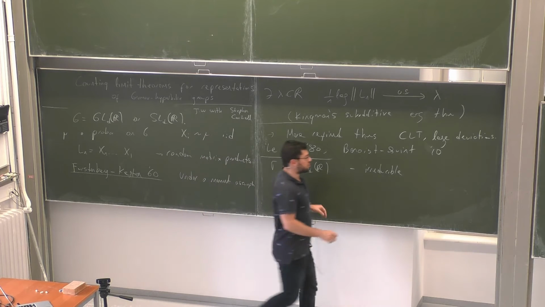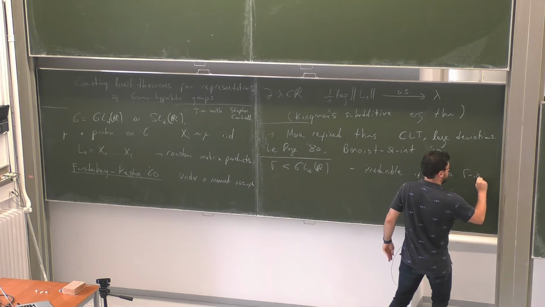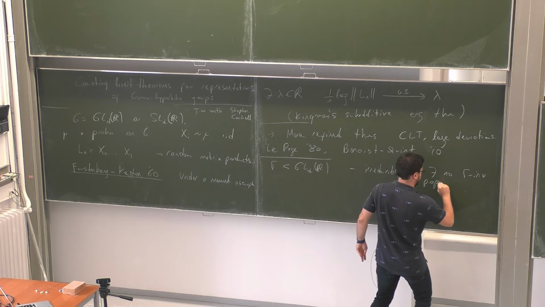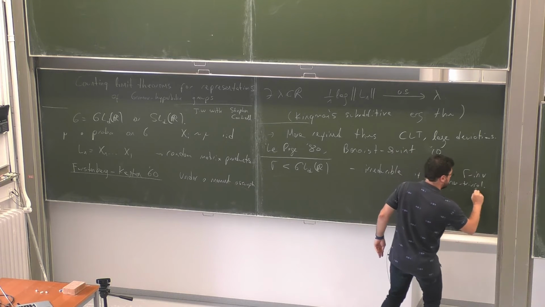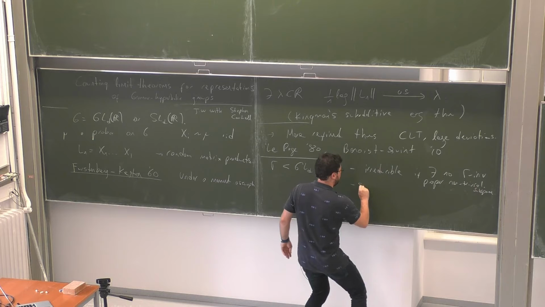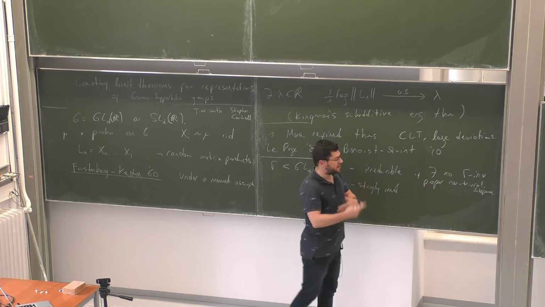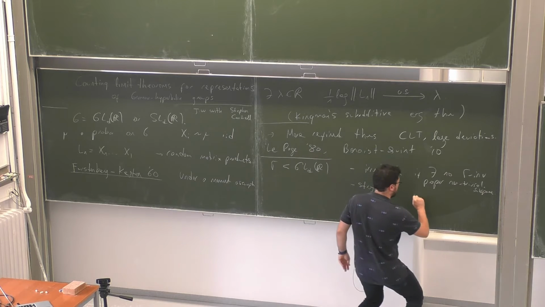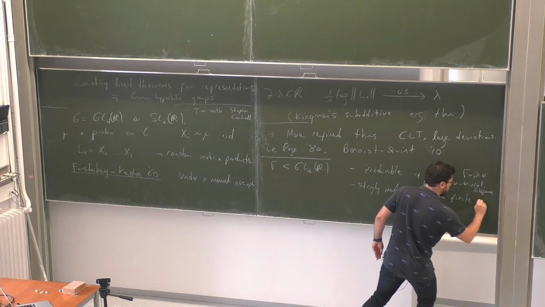Okay, so irreducible if there exists no Gamma-invariant proper non-trivial subspace of R^d. You say it is strongly reducible if there is a finite union of such things, a Gamma-invariant finite union.